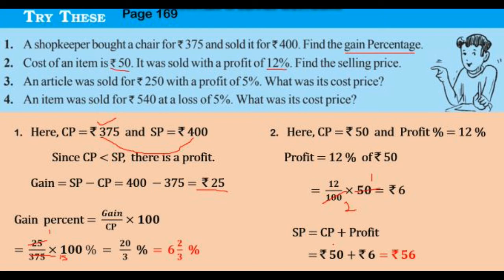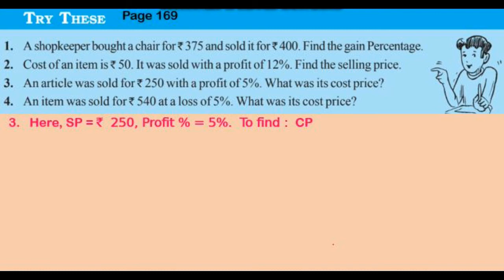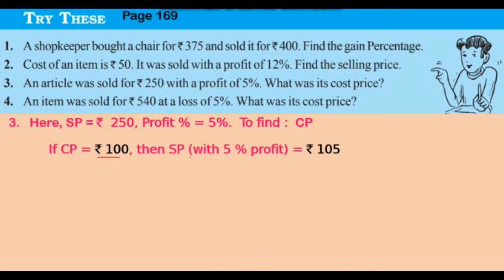Next question, question number 3. An article was sold for rupees 250 with a profit of 5%. What was its cost price? So here we are given SP and profit percent. We have to find cost price. So now let us assume the situation where CP is rupees 100. So if CP is 100 and after 5% profit, 5% means out of 100 profit is rupees 5. So what will be SP in that case? In that case, if CP is 100, SP will be 100 plus 5, that is rupees 105.